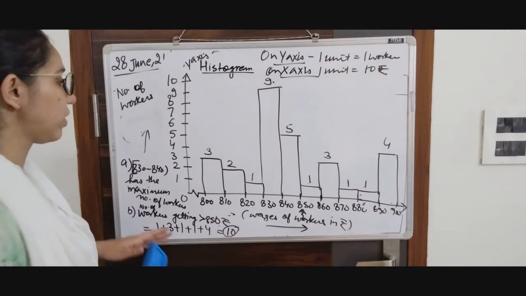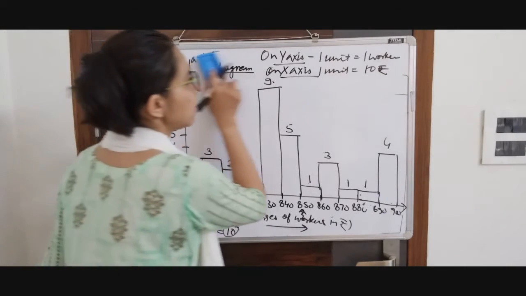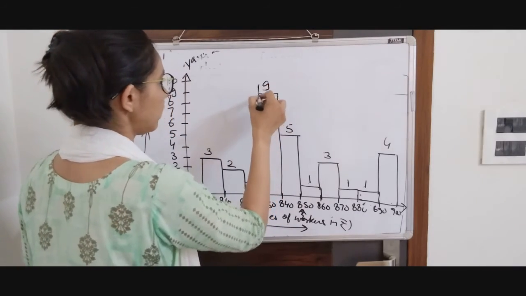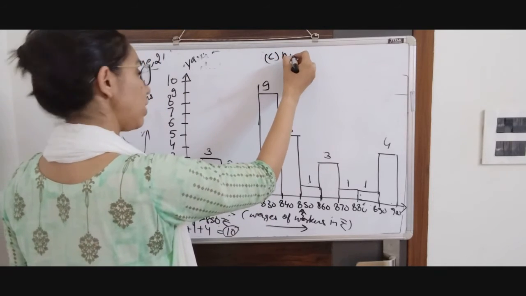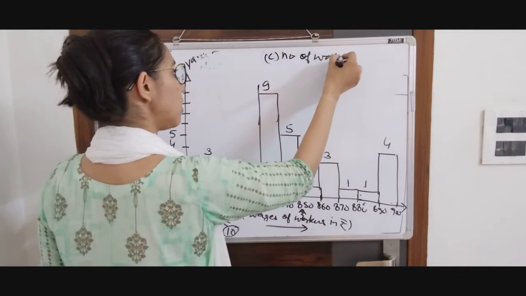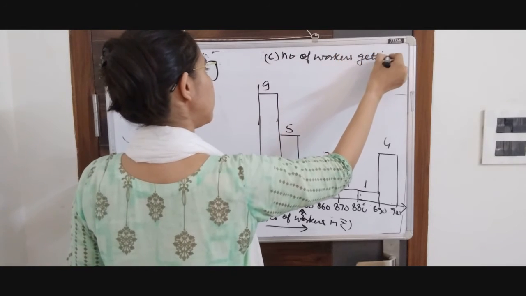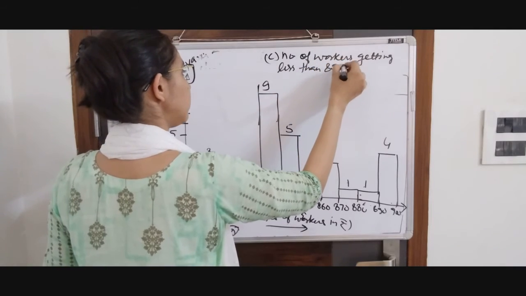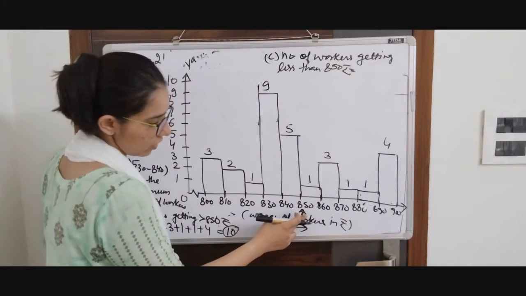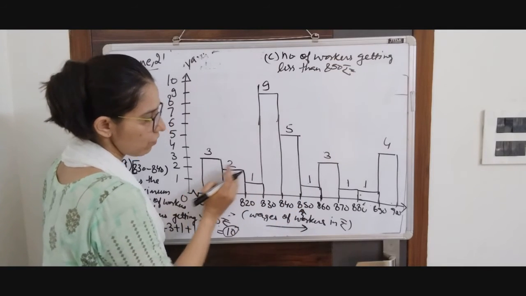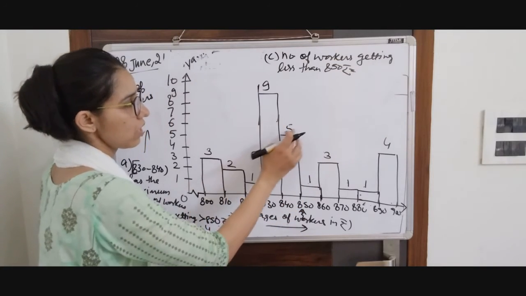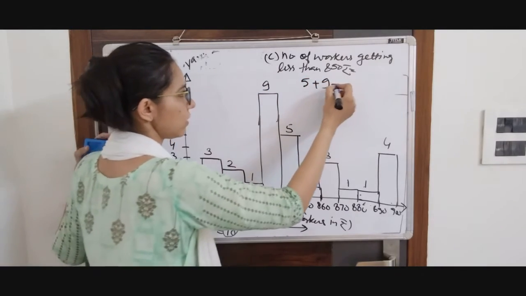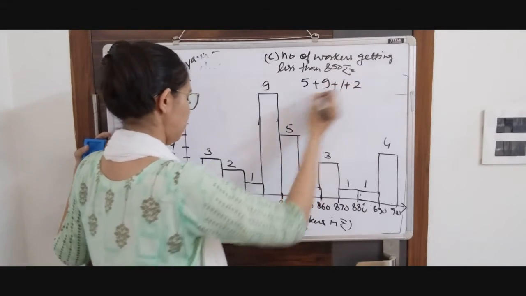Third is how many workers earn less than 850. So this was 9, sorry. So C part is number of workers getting less than 850 rupees. Now 850 was here. So less than is going to be on the left hand side. We have to count all these numbers: 5 plus 9 plus 1 plus 2 plus 3.